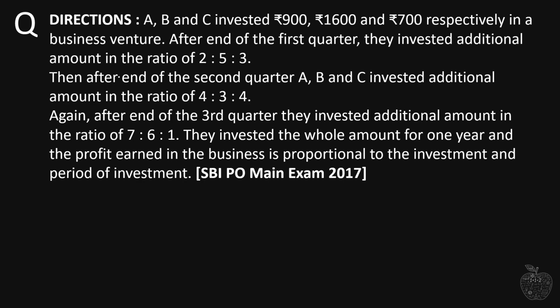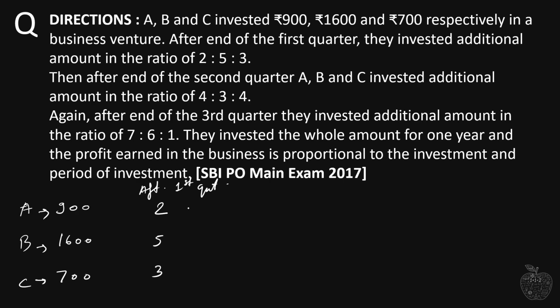All right. So what are we given? There is A, B and C. And their investments are 900, 1600 and 700. Now, after the end of first quarter, they invested additional amount in the ratio 2:5:3. So let's say that they invested 2x, 5x and 3x.